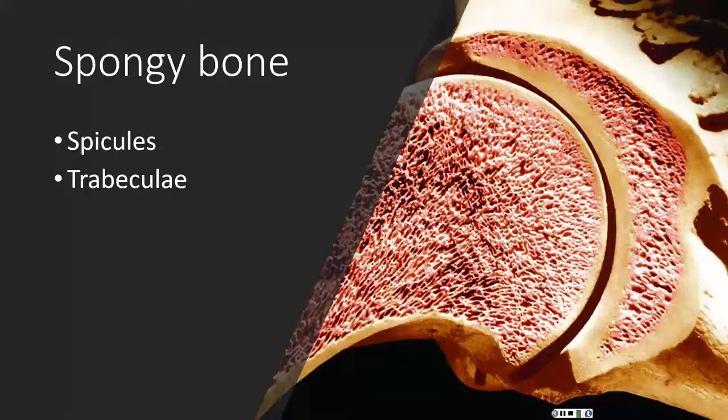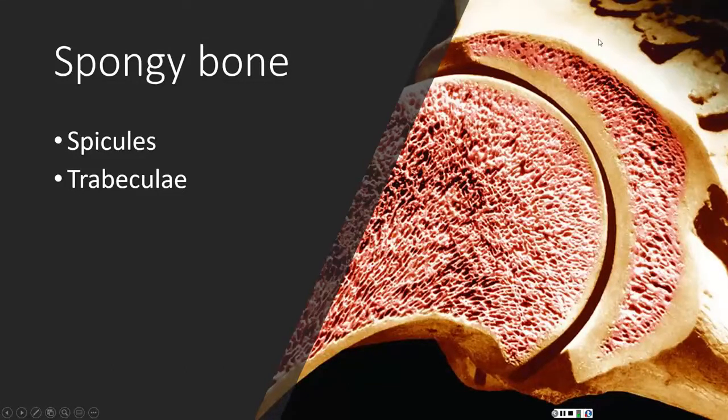Now, briefly, let's talk about spongy bone because it's got a completely different makeup from compact bone. Here we can see the spongy bone has kind of a red tint to it in this picture, and it looks completely different from the edges here where we would find compact bone.